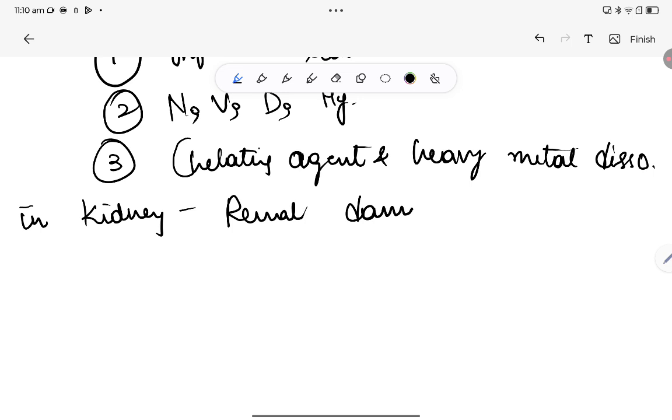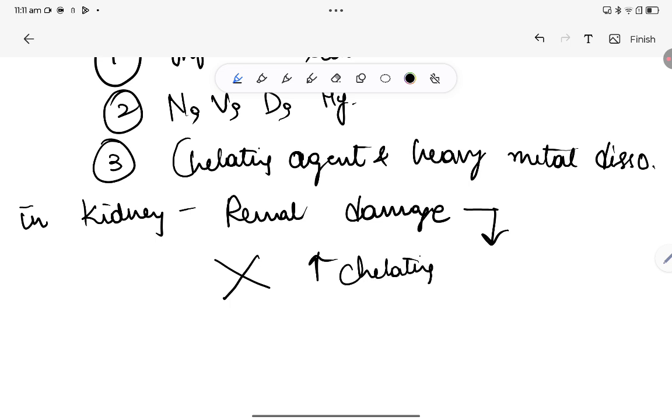So, to prevent this only, we always infuse more of a chelating agent. Let us say hypothetically a patient is suffering from 1 gram of copper poisoning, then we will make sure that we will give them 2 grams of chelating agent. This is what I am trying to tell. This stands same with all.